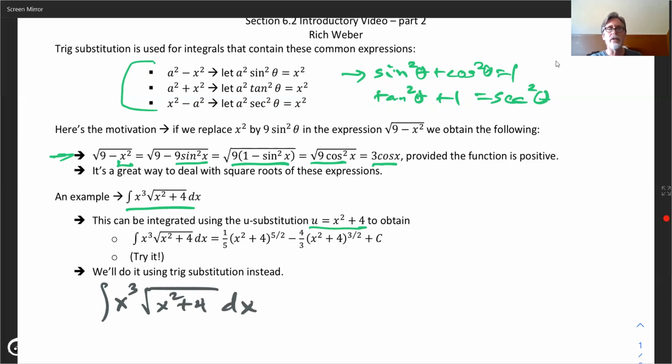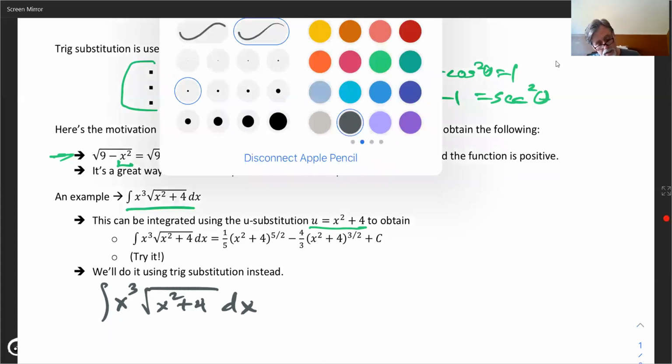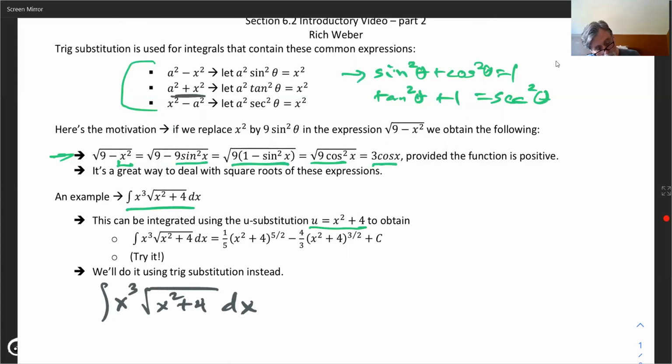I have to warn you, it's kind of a long problem, so the video is going to be kind of long too. So I'll try to go fast. What I notice is it's of the variety way up there of a squared plus x squared. So I should use a variant of tangent. Now, I haven't told you why, but you're going to see why, okay? So we're going to switch colors here and do a substitution. So what we'll do is, since I see this 4 here and I see the plus, I'm going to replace x squared with 4 tangent squared theta.